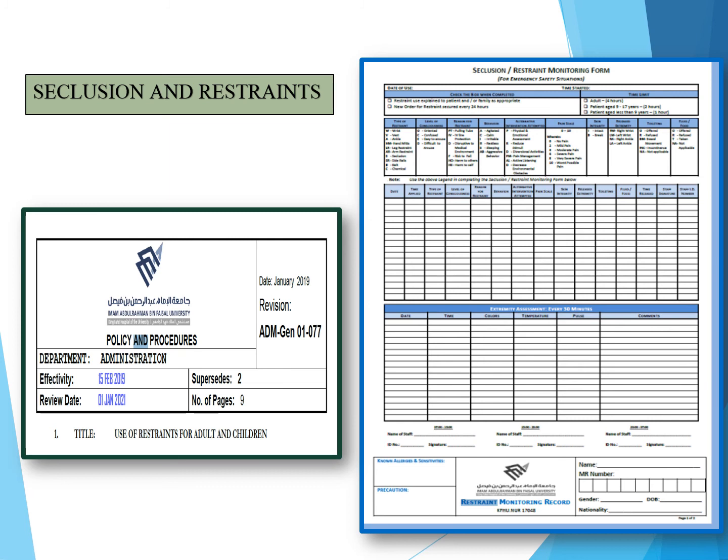Orders for restraint must specify the following: reason for the restraints, the type of restraint to be used, the extremity or body part to be restrained, and the duration, time frame, for restraint application.